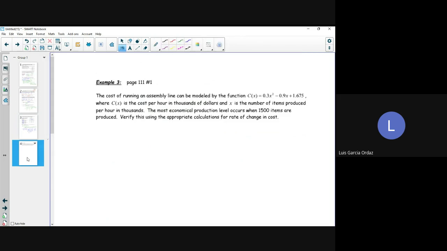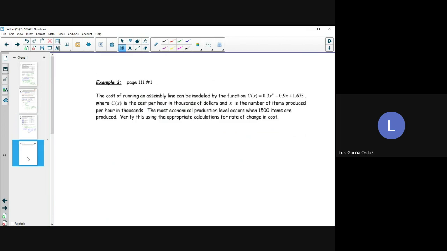And then our last question is: the cost of running an assembly line can be modeled by the function c of x is equal to 0.3x squared minus 0.9x plus 1.675, where c of x is the cost per hour in thousands of dollars and x is the number of items produced per hour in thousands. The most economical production occurs when 1,500 items are produced. Verify using the appropriate calculations for the rate of change in costs.